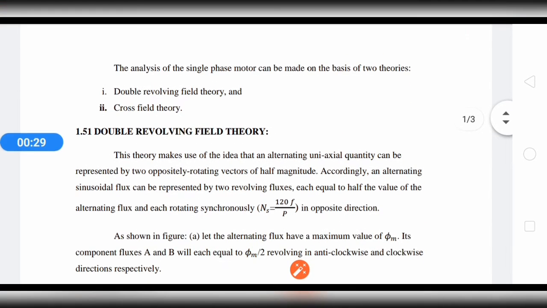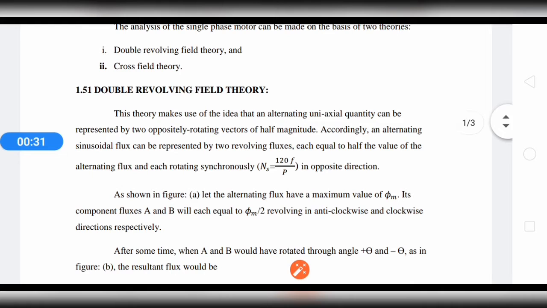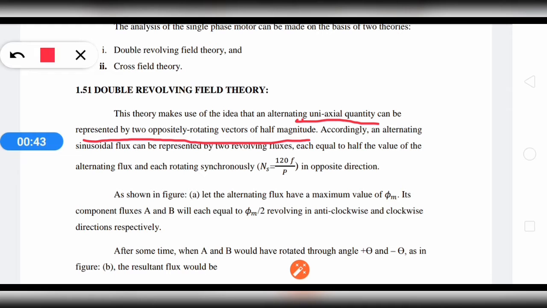Starting with this theory, it uses the idea that an alternating uniaxial quantity can be represented by two opposite rotating vectors of half magnitude. So this is the principle of double revolving field theory, that any alternating uniaxial quantity can be represented by two opposite rotating vectors of half magnitude.